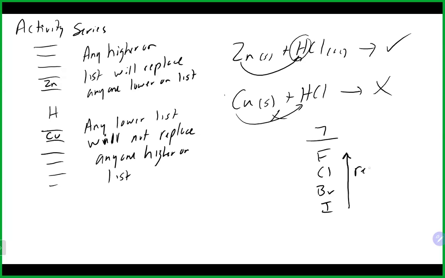So reactivity increases as you go up on group 7 on the periodic table. Any questions on single replacement reactions here?